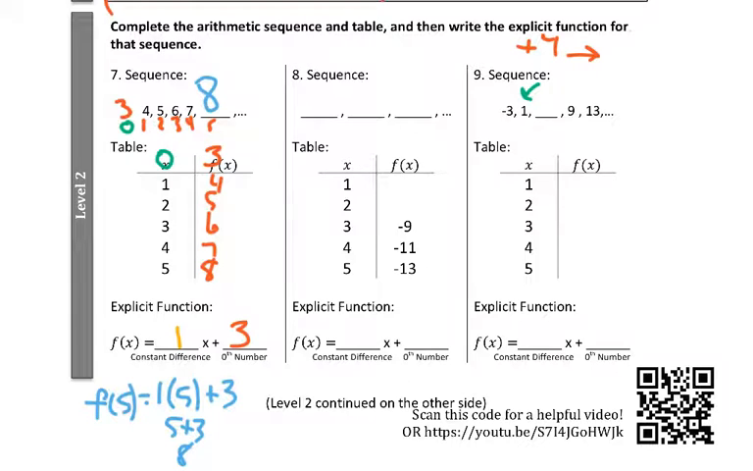Okay? Again, we're adding 4, and so the only number that could go here would be a 5. And that makes sense because negative 3 plus 4 is 1. 1 plus 4 is 5, 5 plus 4 is 9, 9 plus 4 is 13. Okay, and then once again, we're just going to fill this out. 1, 5, 9, 13.